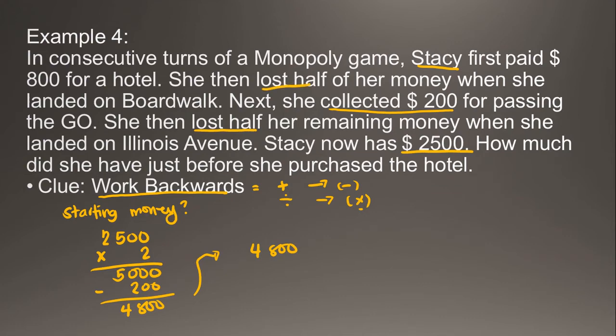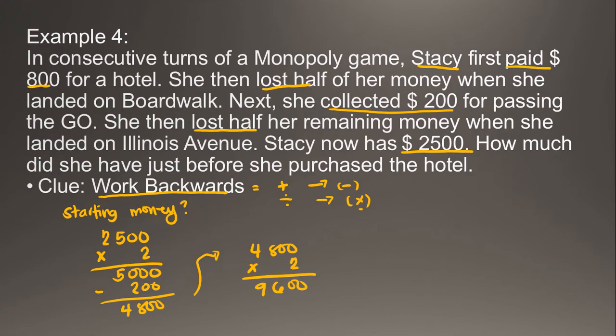Next is, unsa pa ang nahitabo, na-loss niya ang half of her remaining money. Again, na-loss. So, atong i-multiply kay half man. So, i-times na nato og 2. So, that is 4,800 times 2 is equals to 9,600.